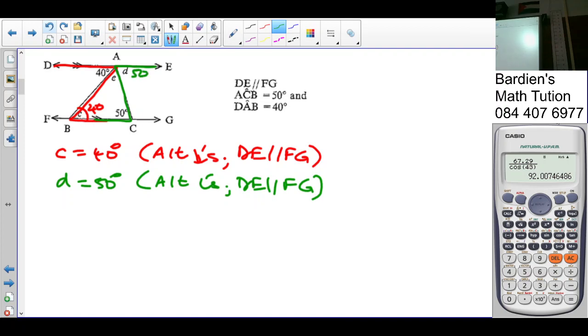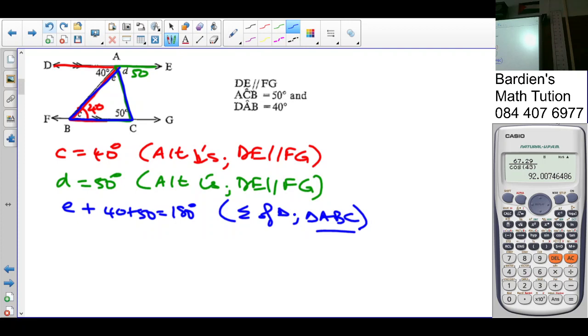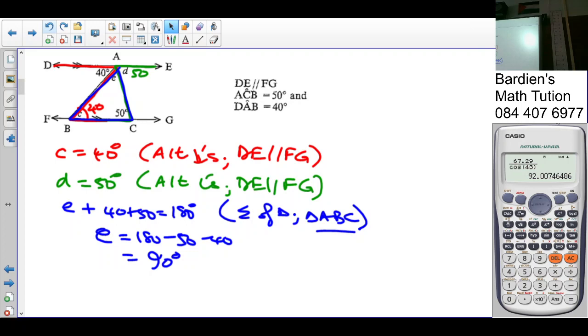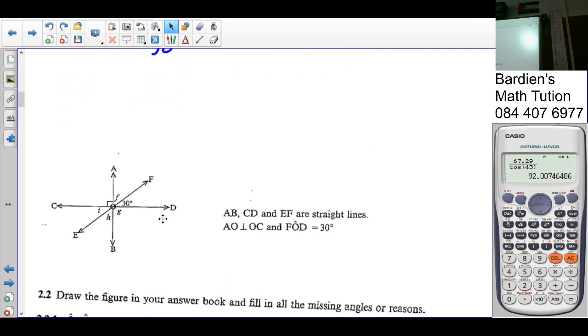I'm going to calculate E. Sum of angles in a triangle, or angles on a straight line, or coincidence. Many other ways, no? So E plus 40 plus 50 equals 180. Sum of angles in triangle ABC. We don't have to write that, okay? So angle E is going to be 180 minus 50 minus 40, which is 90 degrees. Any confusion here? No? Let's carry on.